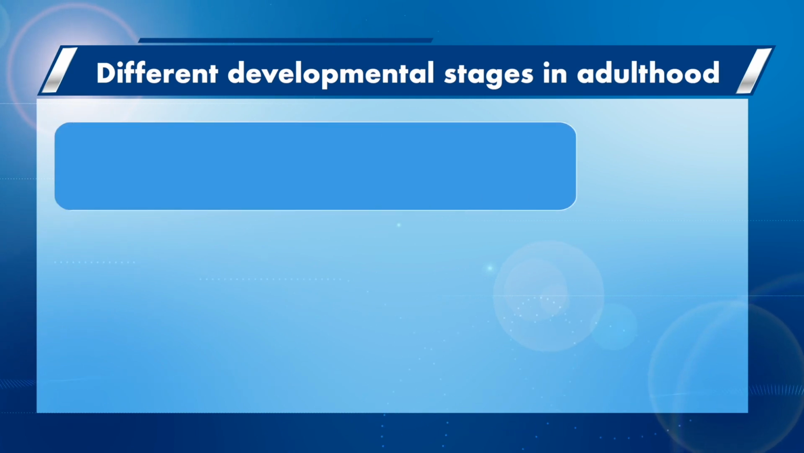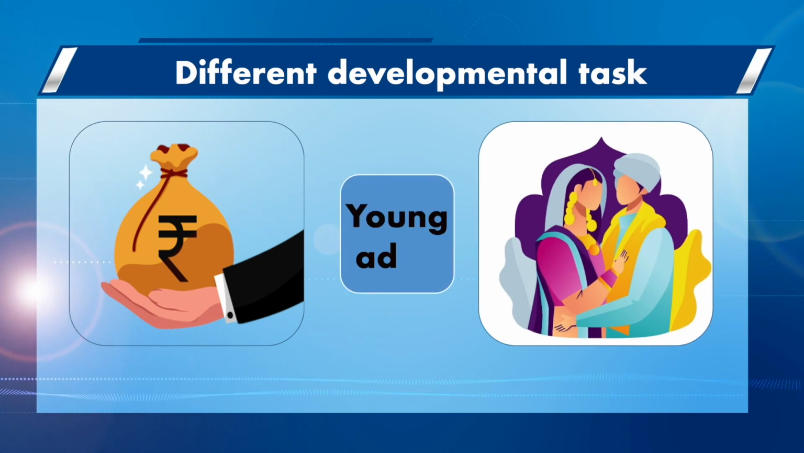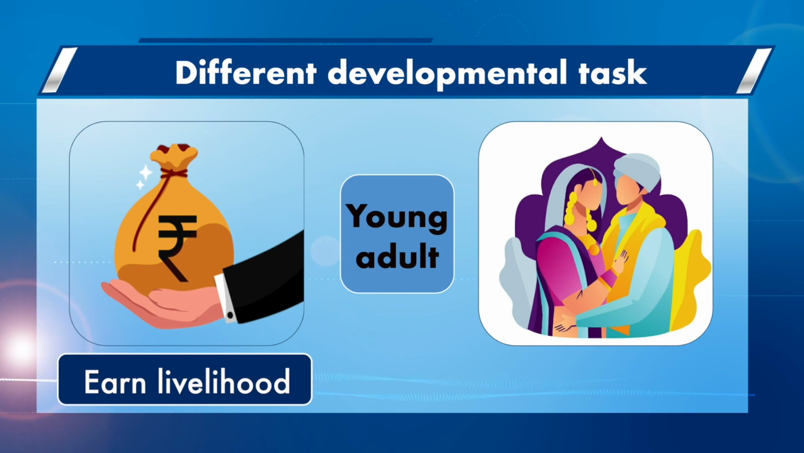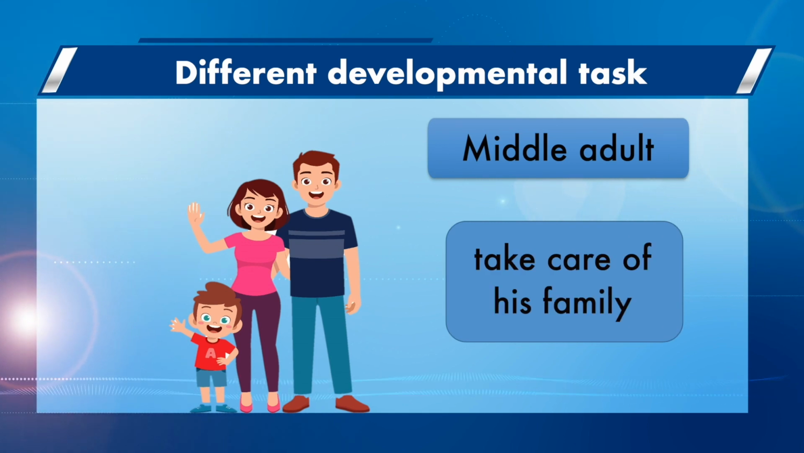Now if we take the adulthood stage, as I said, there are three stages: young adulthood, middle adulthood and older adulthood. If we talk about the young adulthood stage, society expects that the young adult should be engaged in a particular job, earning a livelihood, get married and so on. If we talk about an adult in the middle stage of adulthood, the adult is required to perform different functions. For example, they are required to take care of their family, the needs of their family members, provide for the family, and take care of the various requirements of the children in the family and so on.